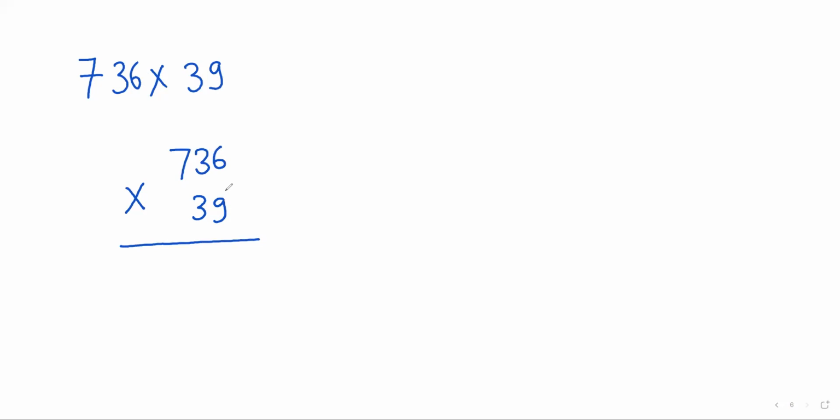Now we multiply this number from right to left. First, multiply all of this number by this 9. Now here, multiply 6 by 9. What will we get? 6 multiplied by 9. 6 9s are 54, right?